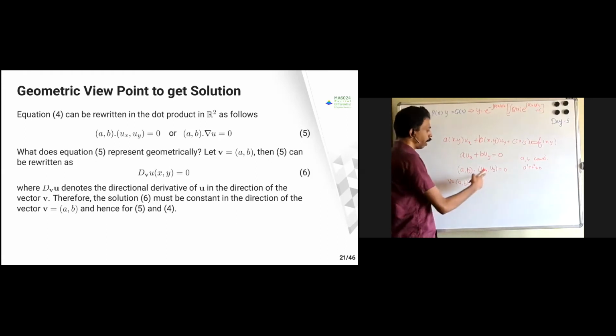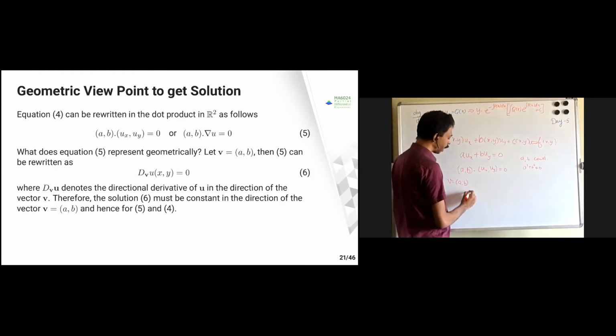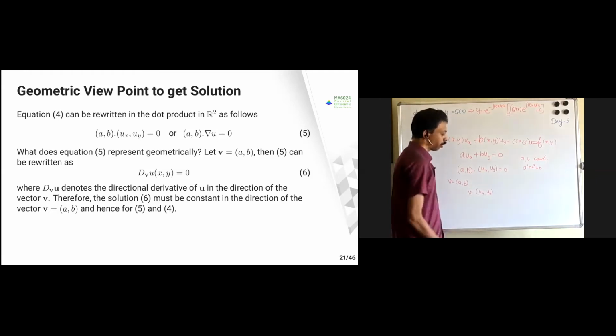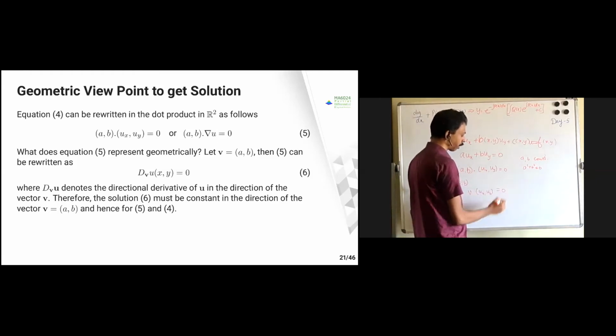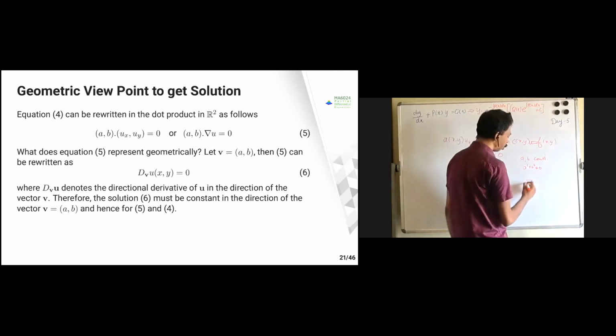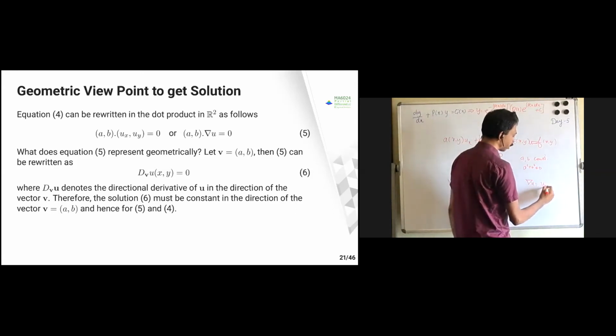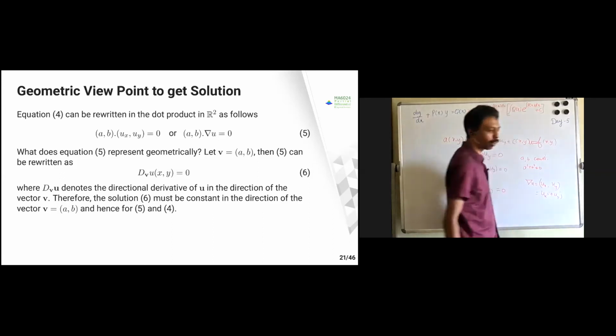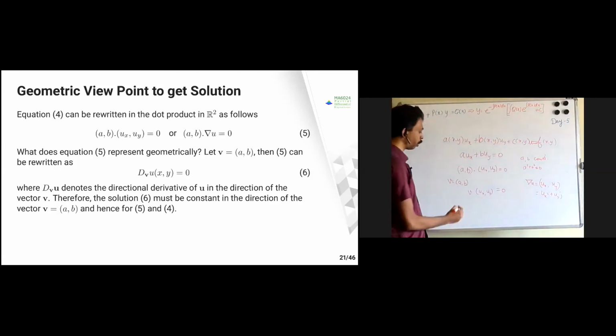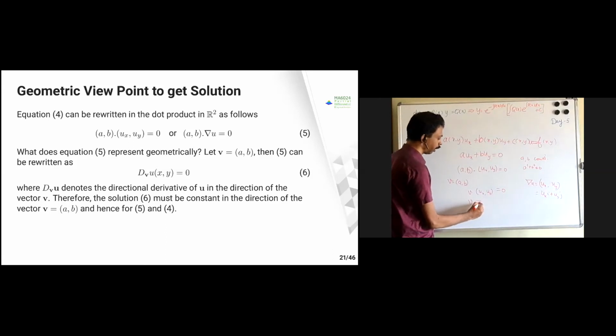Now I can write it as v dot ux comma uy. In the preliminaries, in the last class, we have seen what is del u. Del u is nothing but ux, uy, or ux into i plus uy into j. That we have seen. So this is going to be v dot del u equal to 0.